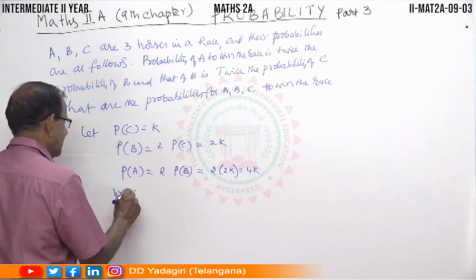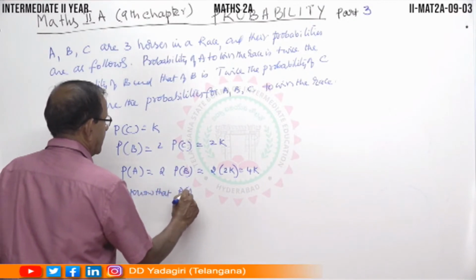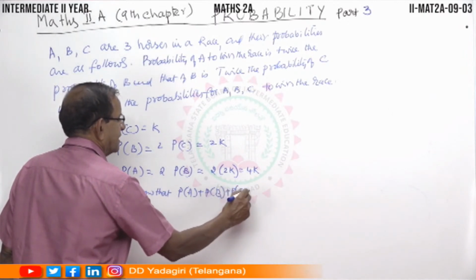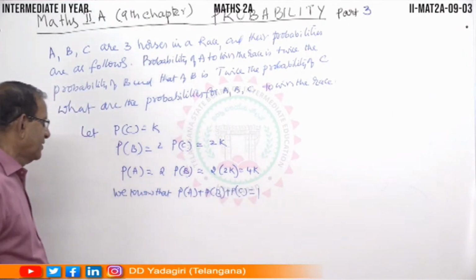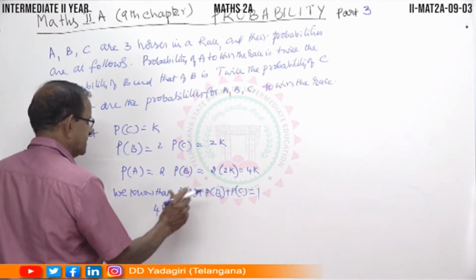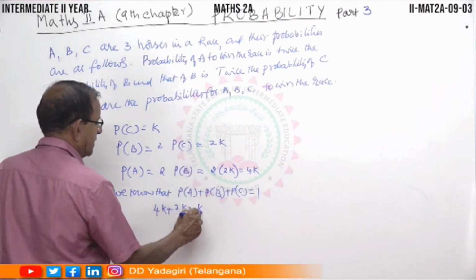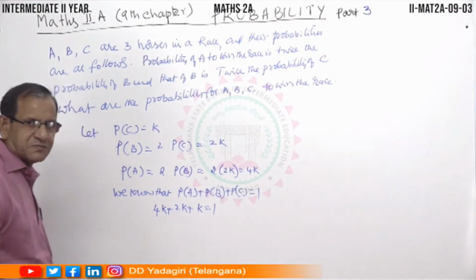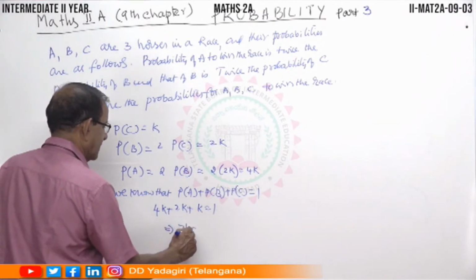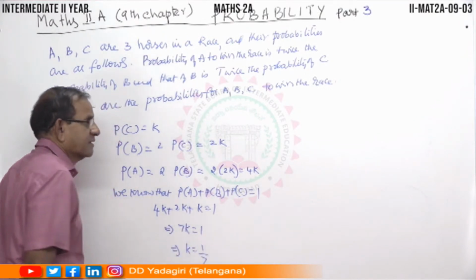We know that P of A plus P of B plus P of C is equal to 1. What is P of A? 4K plus P of B 2K plus P of C K is equal to 1. So it is 7K is equal to 1, implies K is equal to 1 by 7.